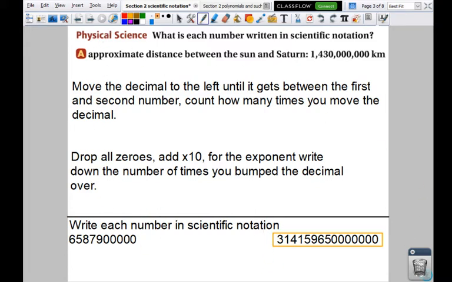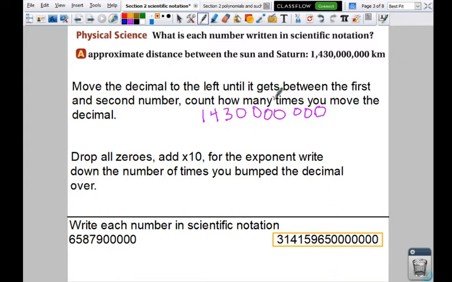So to start with, we need to find where the decimal is. And I'm actually just going to write this a little bit bigger so it's easier to see. 1, 4, 3, 0, 0, 0, 0, 0, 0, 0. Okay. First off, we need to find the decimal. Do you guys see the decimal in this? Is it going to be between the 4 and the 3? No. It is at the very end.